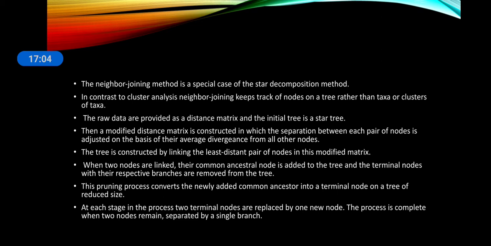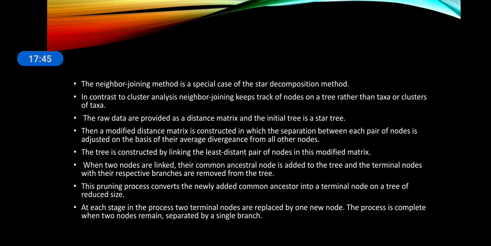In contrast to the cluster analysis, the neighbor joining method keeps track of the nodes on a tree rather than taxa or clusters of the taxa. You actually provide raw data, and that raw data is provided as a distance matrix, and from that distance matrix an initial star tree is made. Then a modified distance matrix is constructed, and in that the separation between each pair of nodes is adjusted on the basis of their average divergence from all the other nodes. Then the tree is constructed by linking the least distant pair of nodes in this modified matrix.